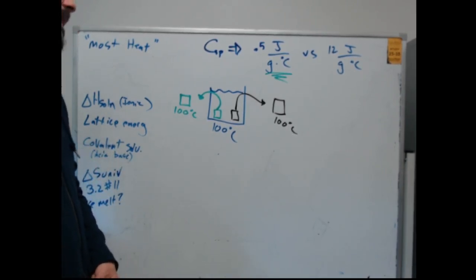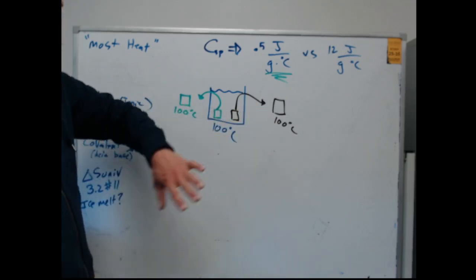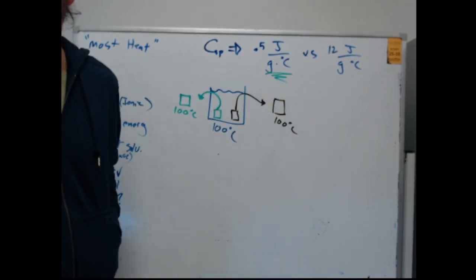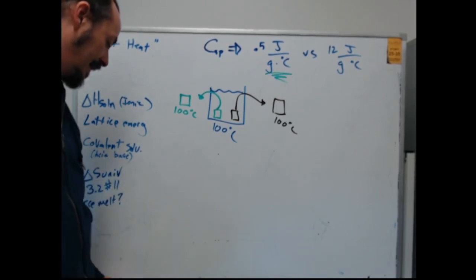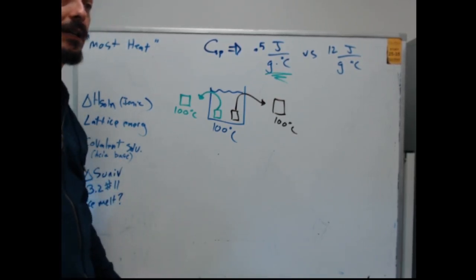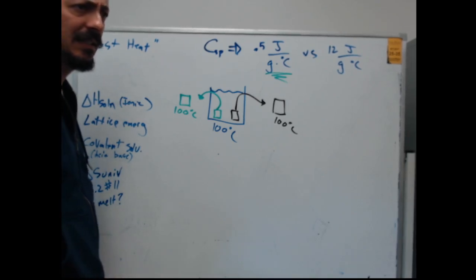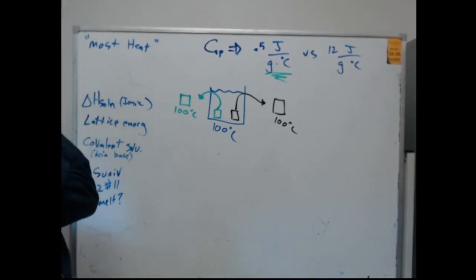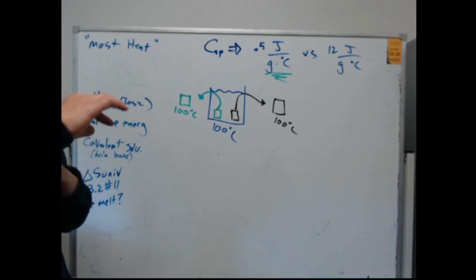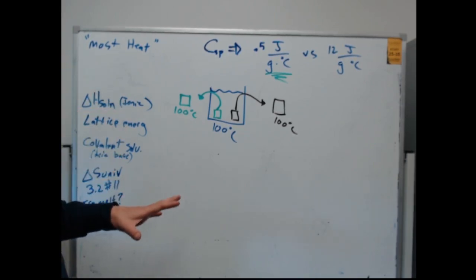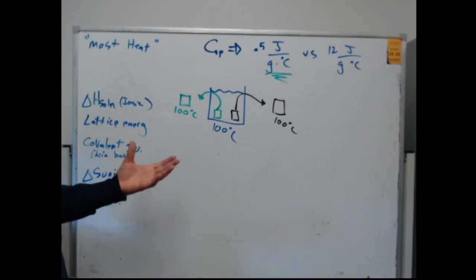So the higher heat capacity carries more energy with it. That's the core idea here. Does that make sense? If we have something with a higher heat capacity, it takes more energy to warm it up, and then it carries more energy away with it. Notice we're not talking about rate here, not how fast it warms up, because maybe it warms faster, maybe slower. We're not talking about rate.